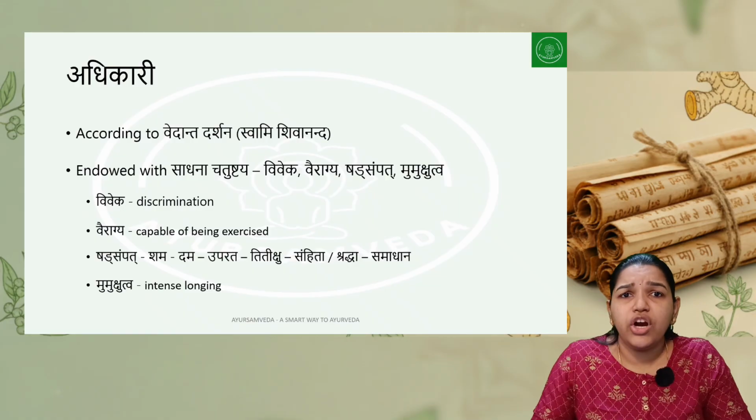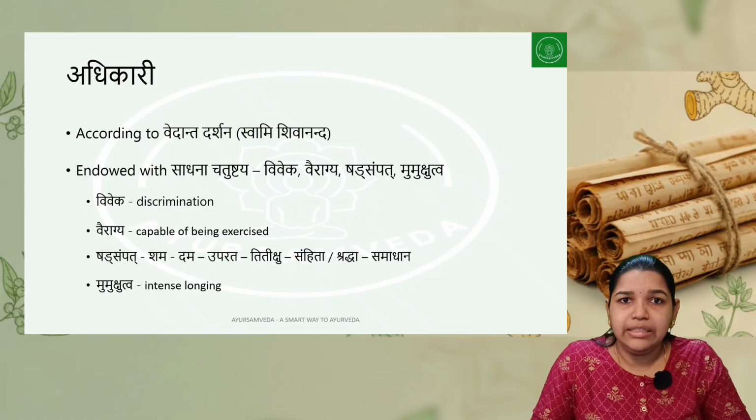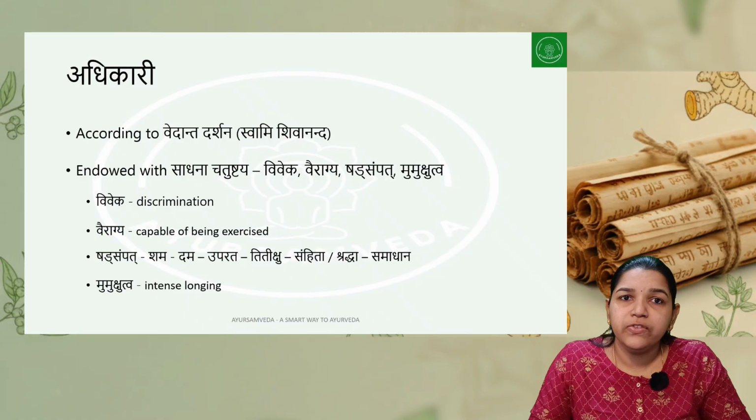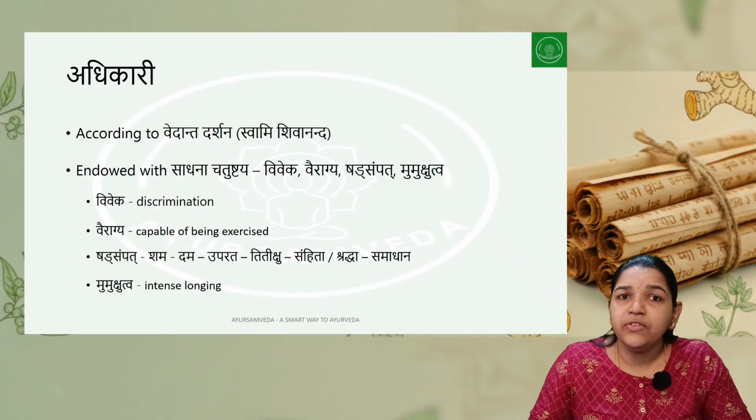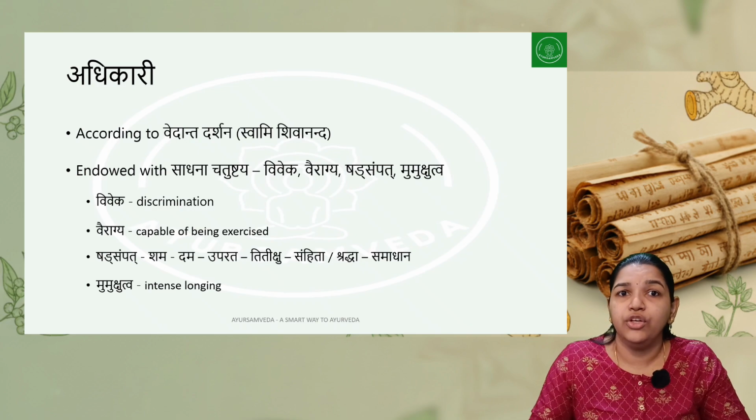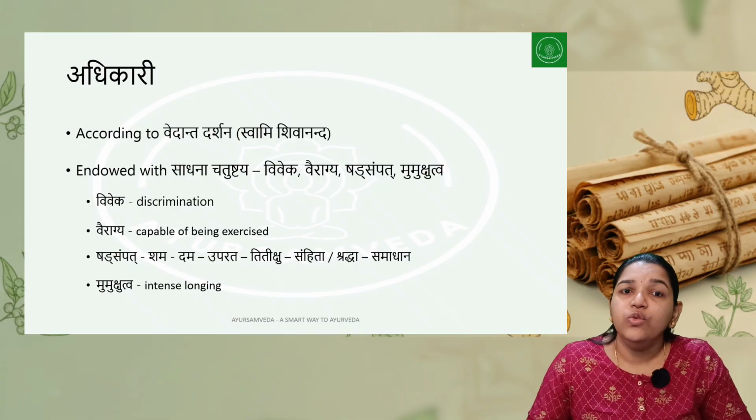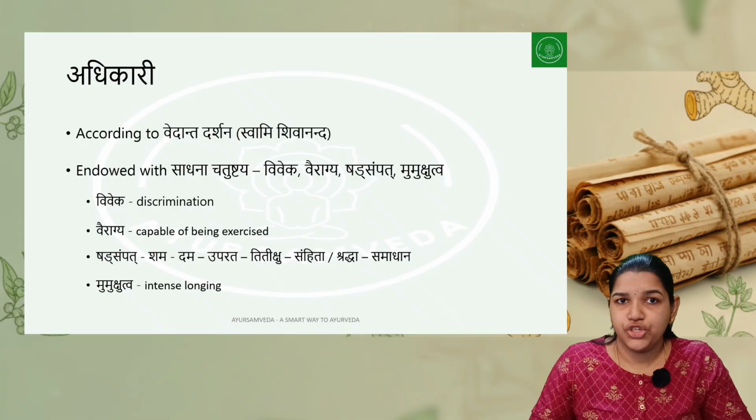Now, according to the Vedanta Darshana, Swami Shivananda has explained that the person considered to be adhikari should be endowed with sadhana chatushtaya, that is, the four factors. This sadhana chatushtaya is viveka, vairagya, shat sampat, and mumukshutva. Viveka means discrimination. He should be able to discriminate what is good and what is bad, whether I can do this, and if I do this thing, whether it will be good or bad. Such discrimination power should be there.